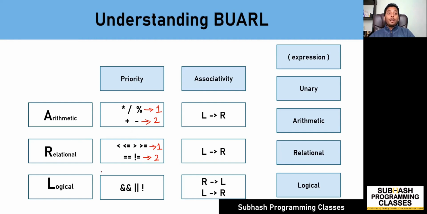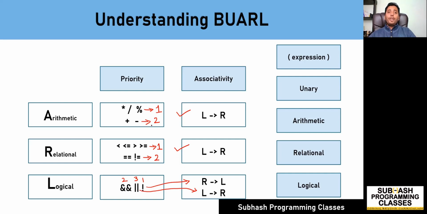Also, whenever we are evaluating an expression that contains logical operators, the first priority has to be given to logical not, the second priority to logical and, and the third priority to logical or. We also know that while evaluating arithmetic expressions, the associativity that needs to be followed is left to right. While evaluating relational operators, we follow the associativity left to right. And while evaluating logical expressions, we follow the associativity right to left for logical not, and left to right for logical and and logical or. So all good till now.